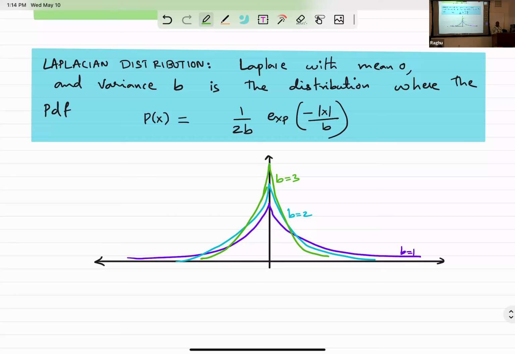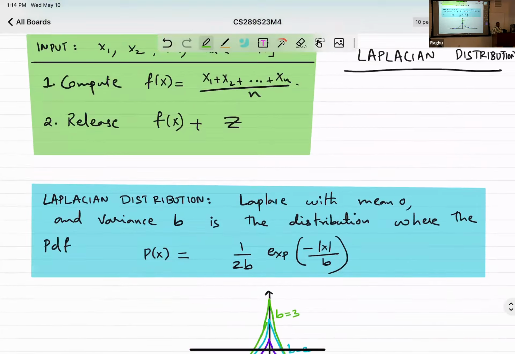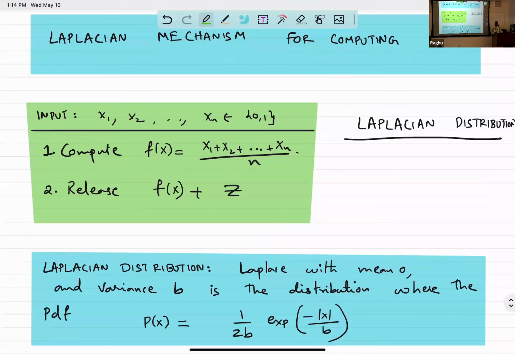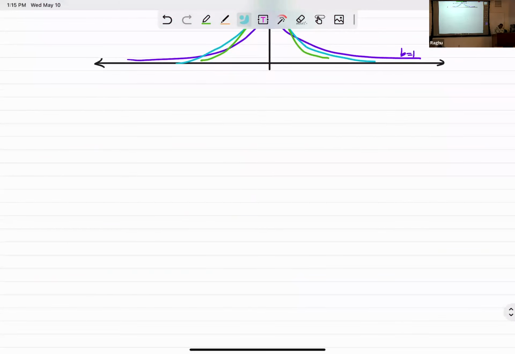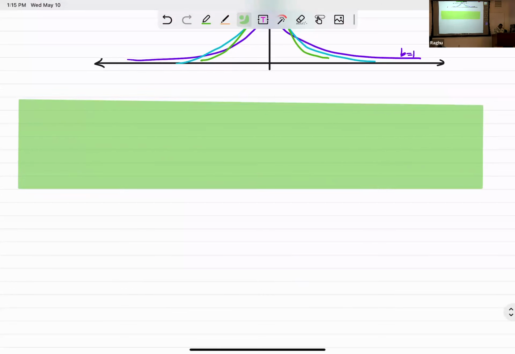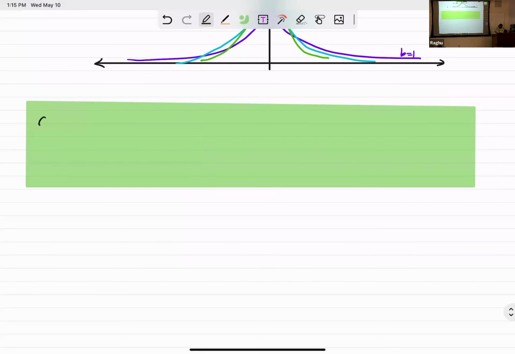Any questions? You can wonder why this and not Gaussian, but as I said, you can work with various distributions. This turns out to be the right one because it scales well with the e to the epsilon and fits everything like a glove. All right. And this is called the Laplacian mechanism. And what can we say about the Laplacian mechanism? We claim that it's reasonably straightforward to show the following.